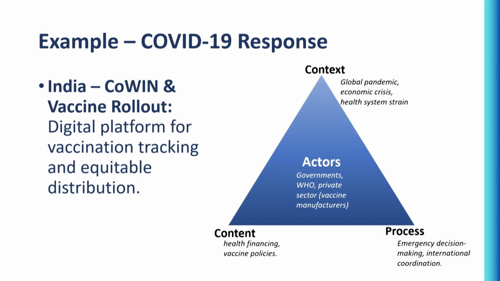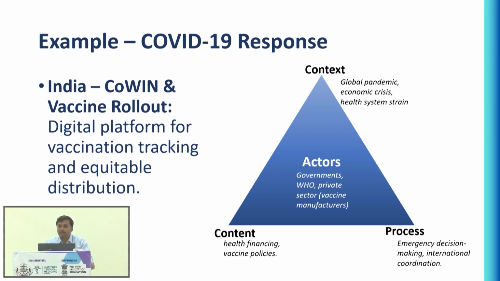A very familiar example, a recent thing that we have all faced. We have gone through this pandemic time, and we know there are a lot of emergency decisions that we're taking. If somebody is more interested to understand, he can apply the policy triangle in understanding India's vaccine rollout. What are the context factors? Global pandemic, economic crisis, health systems strain, health financing, vaccine policies, processes, emergency decision making, international conditions.